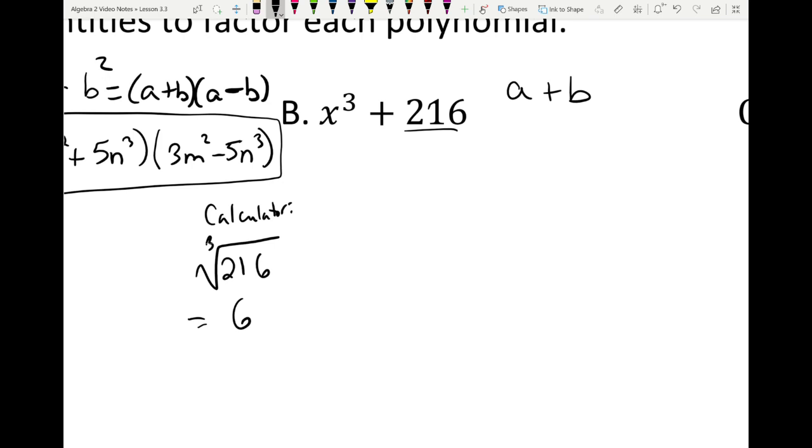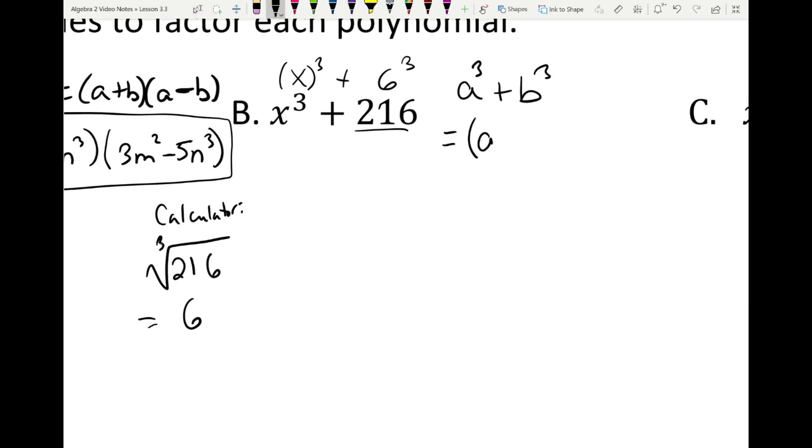So this is a perfect cube. So we can write this as 6 to the 3rd power. And this is obviously just going to be x to the 3rd power. So this is a sum of cubes. So this is the sum of cubes identity. And if you remember from that first page, from that identity page, the identity was a plus b times a squared minus ab plus b squared.